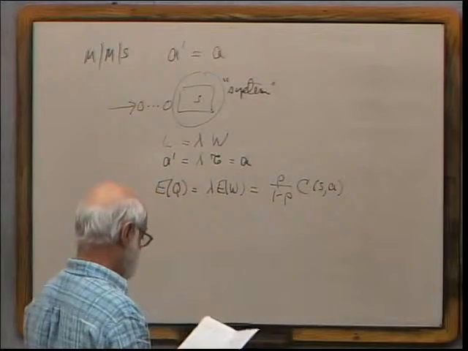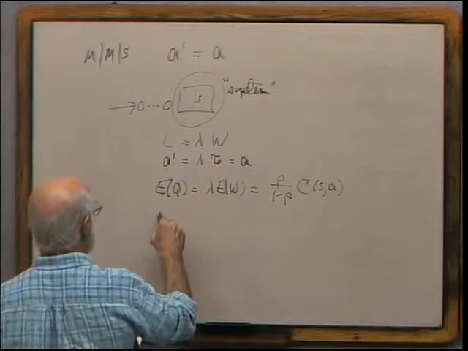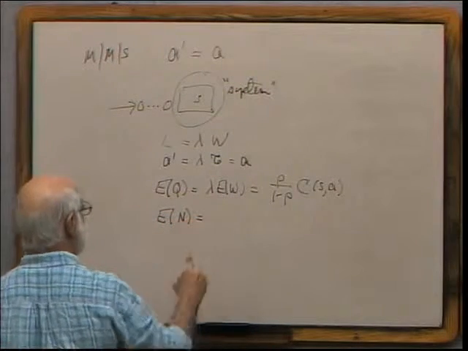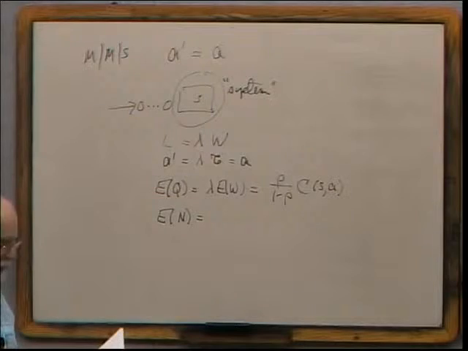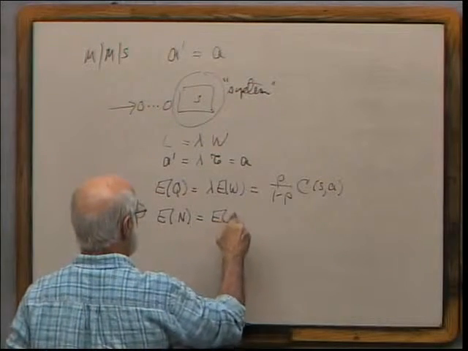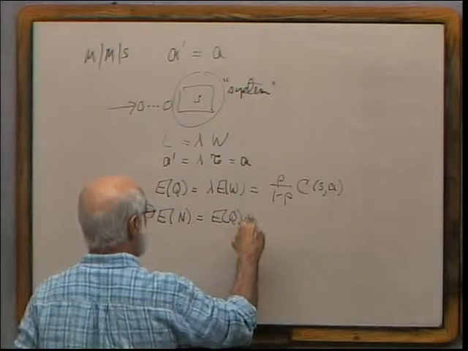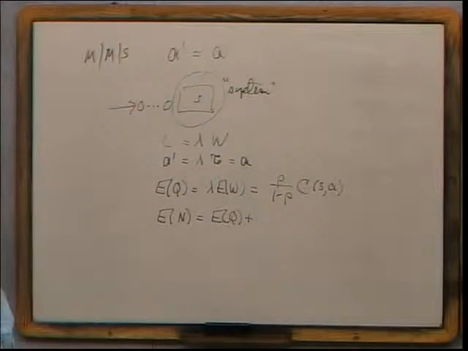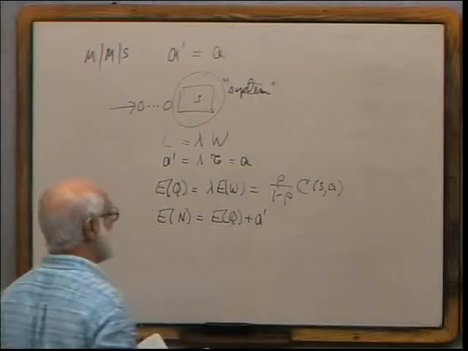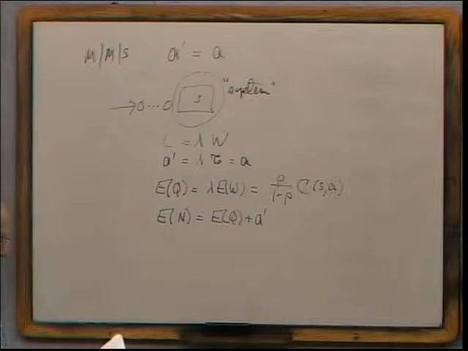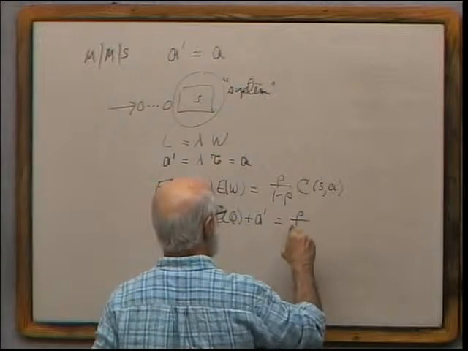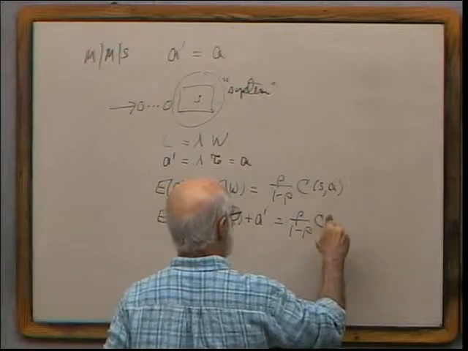What's the average number in system? I'll call that N. That's the total number in the system. Well, that would be the average number in the queue plus the average number in service. But the average number in service, by definition, that's the carried load, which of course is the same thing as the offered load. So that's going to give us this formula: rho over 1 minus rho, Erlang C value, plus A.